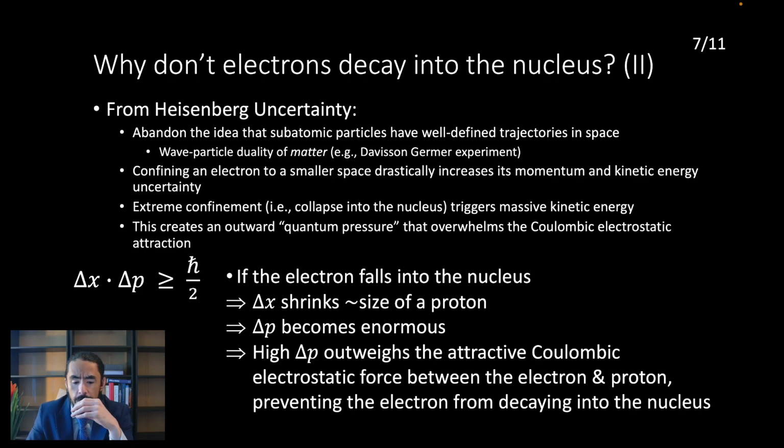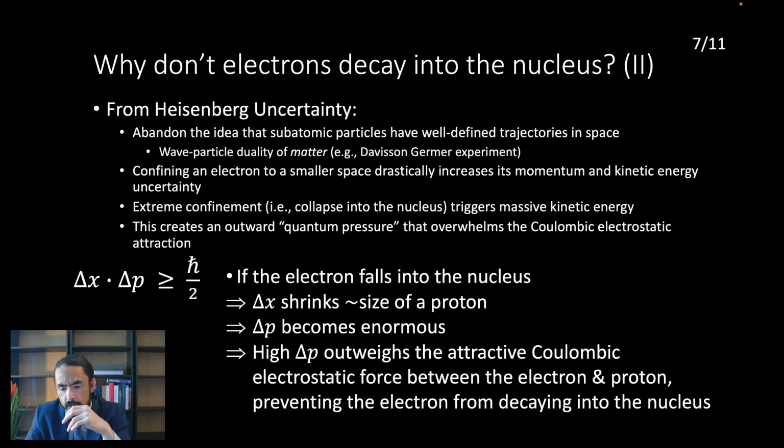So if you confine an electron to a smaller space, then that drastically increases its momentum and kinetic energy uncertainty, and eventually extreme confinement, that is to say to the size of the nucleus, as would be expected when the electron is collapsing into the nucleus, this triggers massive kinetic energy. And this massive kinetic energy creates an outward, quote, quantum pressure, unquote, which overwhelms the Coulombic electrostatic attraction, which otherwise would have been responsible for the collapse of the electron into the nucleus of the atom in the first place.